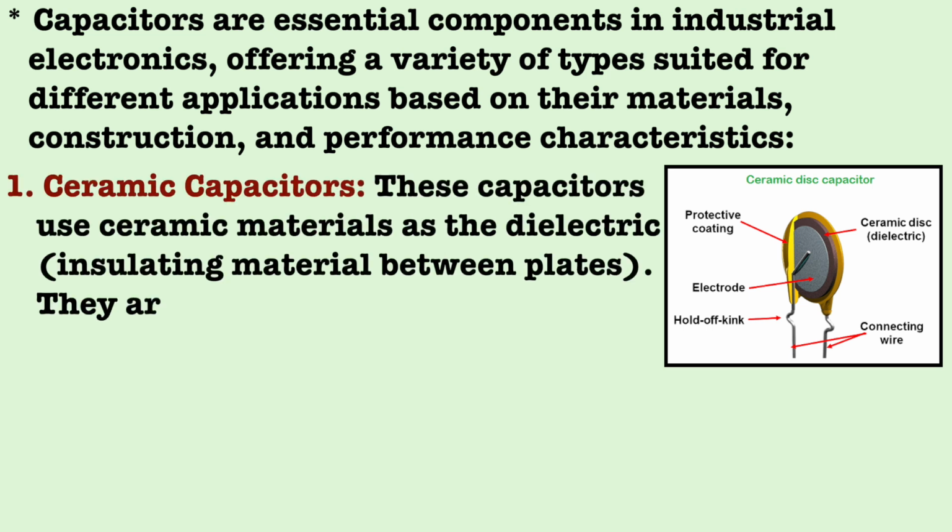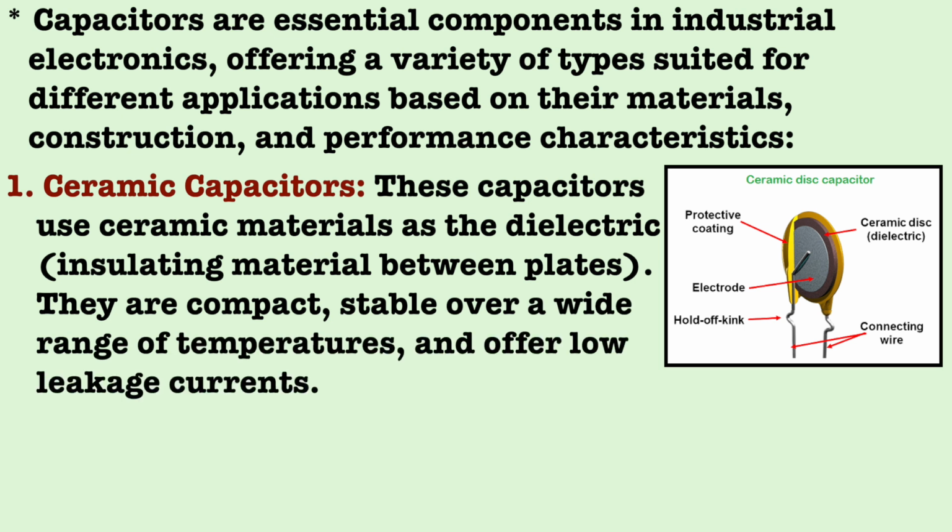So the first capacitor we are going to discuss is the ceramic capacitor. This capacitor uses ceramic material as dielectric. They are compact, stable over a wide range of temperatures and offer low leakage currents. Commonly used for decoupling and bypassing in high frequency circuits, filtering, timing circuits and RF applications in industrial automation. In PCB layout for industrial control systems, ceramic capacitors are integrated to stabilize power lines and reduce noise interference.